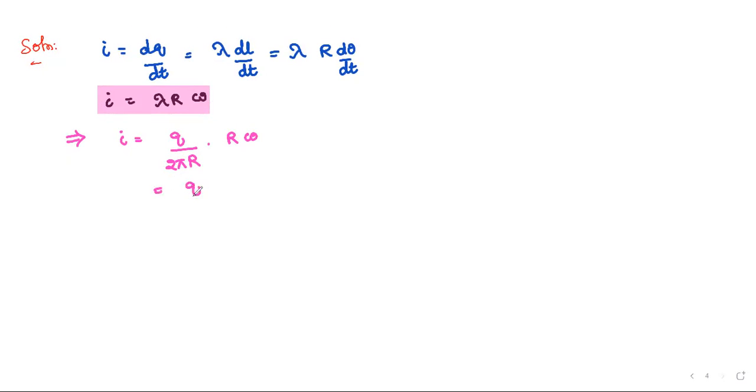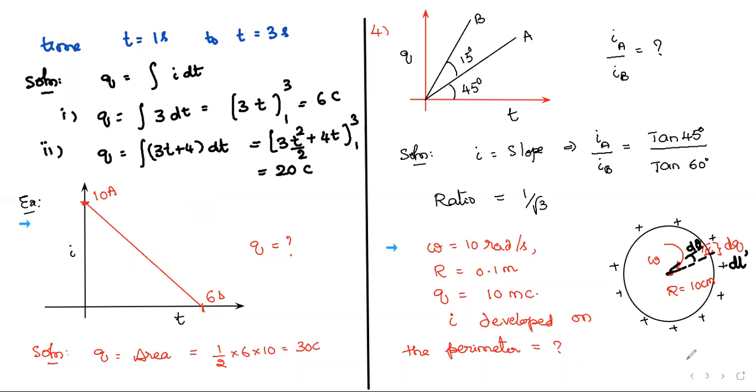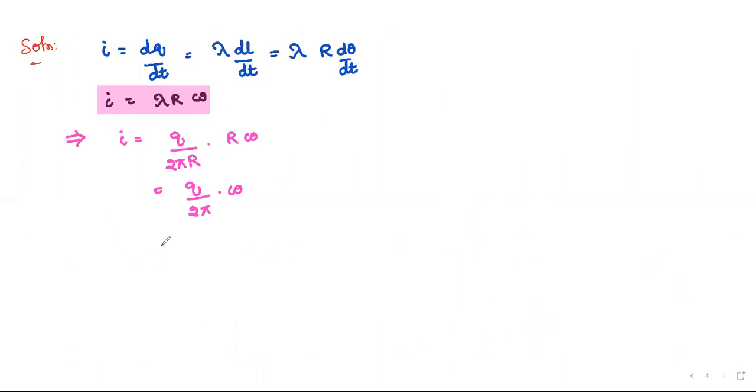So r is completely independent now. You are getting q by 2 pi times omega. That's it. Here the radius is unnecessary data. Q is given as 10 millicoulomb, omega is given as 10 radian per second, so directly substitute. Q is 10 millicoulomb into 10 radian per second divided by 2 pi. You are getting 50 upon pi millicoulomb per second, so the current will be in milliampere. Is it right?